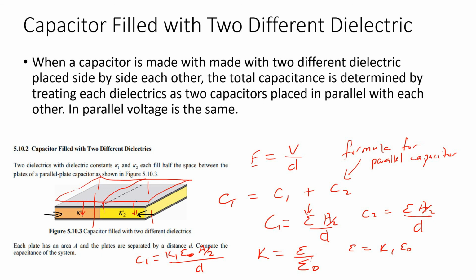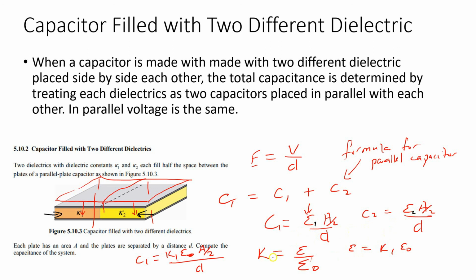So CT is going to equal C1 plus C2. Now, to find C1, we have to look at our equation that we looked at to say that capacitance is equal to epsilon times the area divided by the distance. Now, in each of these capacitors, because they have different K values, epsilon is going to be a different value. So this is going to be epsilon 1 and this is going to be epsilon 2, right?